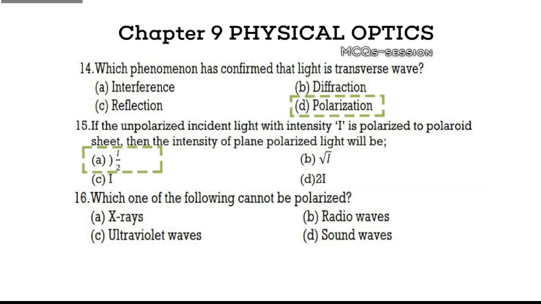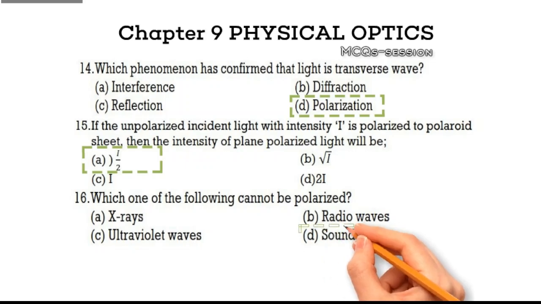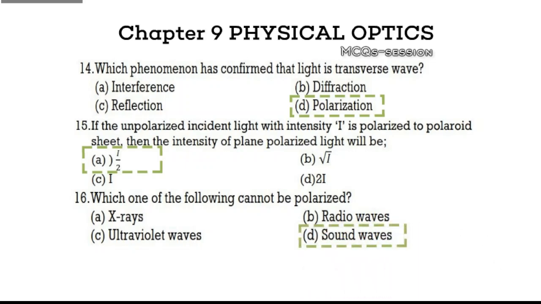Question 16. Which one of the following cannot be polarized? A. X-rays, B. Radio waves, C. Ultraviolet waves, D. Sound waves. Correct answer, D. Sound waves. Explanation. Sound waves are longitudinal, so their vibrations occur in the same direction as wave travel and cannot be polarized.